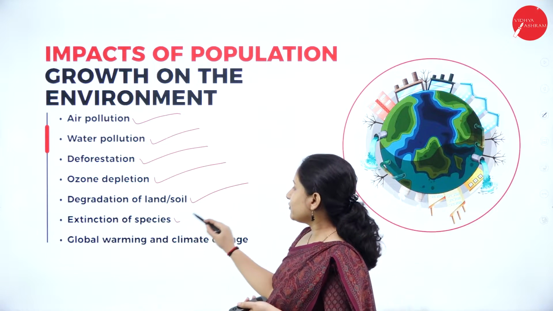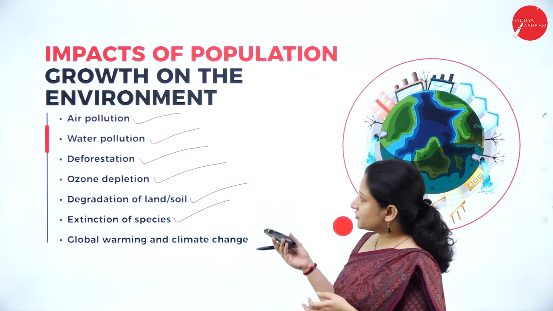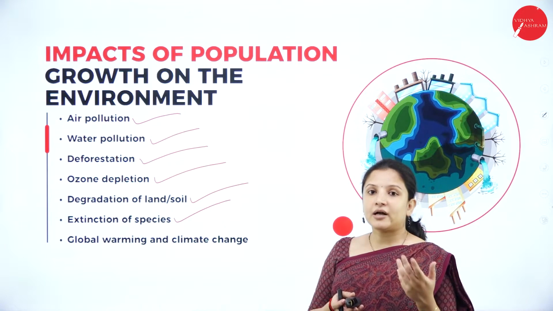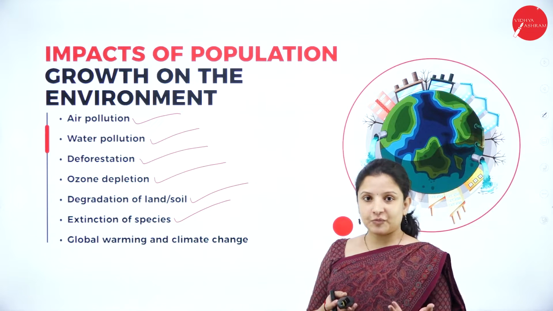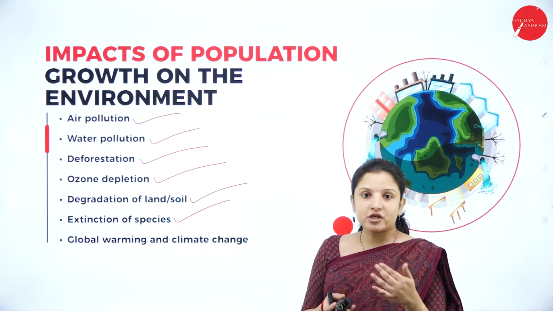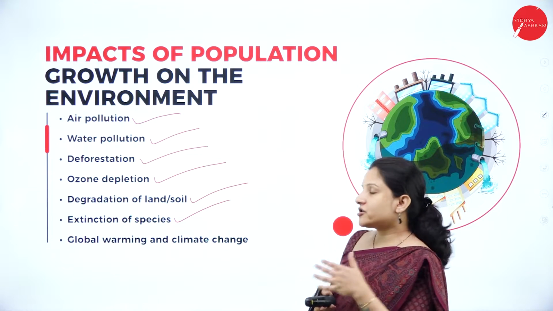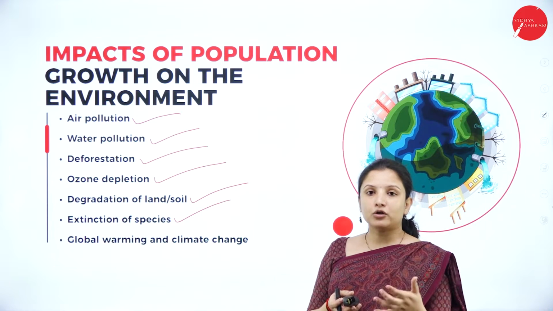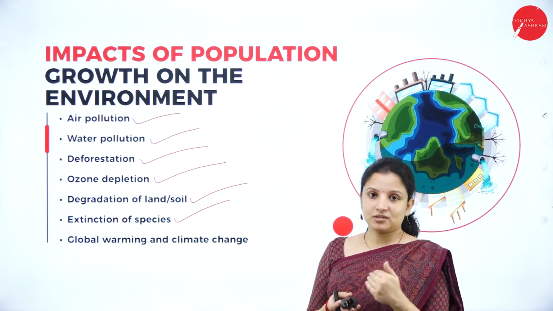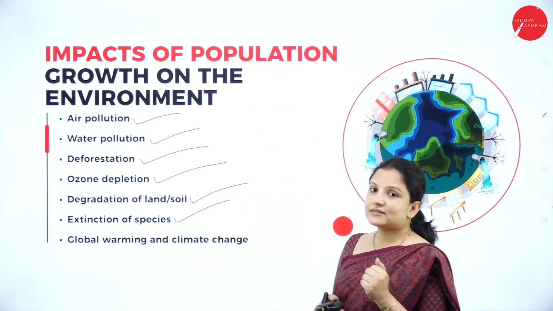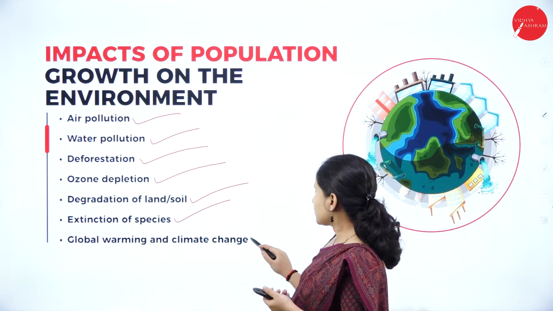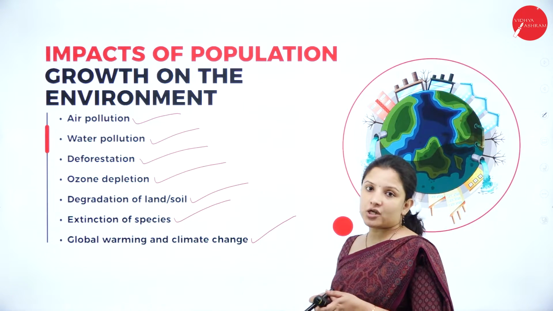Next, it can lead to extinction of species. Extinction of species and deforestation are interconnected. An increase in population demands more space. The demand for space leads to cutting of trees. Cutting of trees and vanishing of vegetation will destroy a lot of organisms which share space with us on this planet, which will lead to extinction or complete depletion of some of the species.